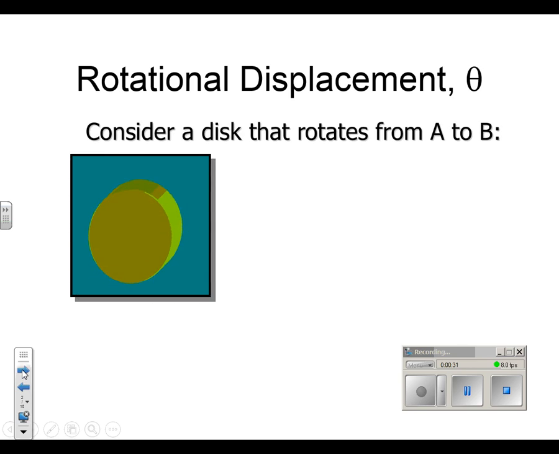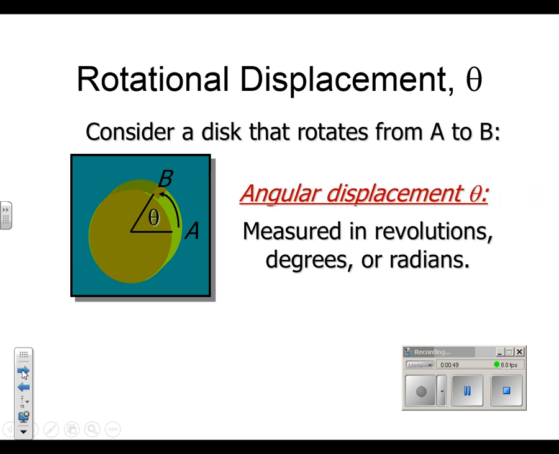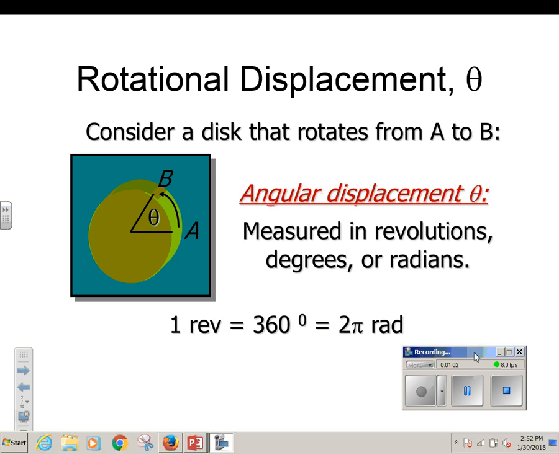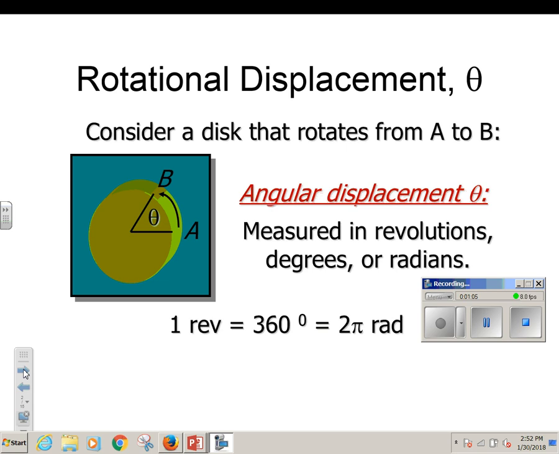So, first definition that you need to know is rotational displacement. Rotational displacement has the symbol of theta, and if you consider a disk like a can of soup that's going to roll, and you think about it rotating from point A to point B, that distance is called your angular displacement. It can be measured in revolutions, degrees, or radians. One revolution is 360 degrees, which equals 2 pi radians, which if you work with your unit circle in your pre-calc class, then you already know this.